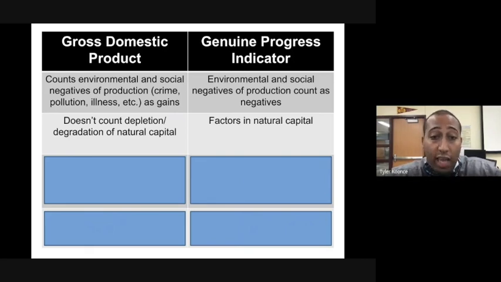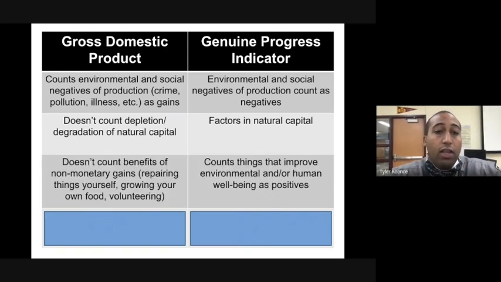So what's actually happening with these different things? In GDP, it doesn't count the benefits and non-monetary gains. If you're volunteering or growing your own food, it does not count that in GDP. Whereas in GPI, it's going to count things that improve the environment and the well-being of humans as a positive. So this is essentially a net zero. This would be a positive that would go on that side.